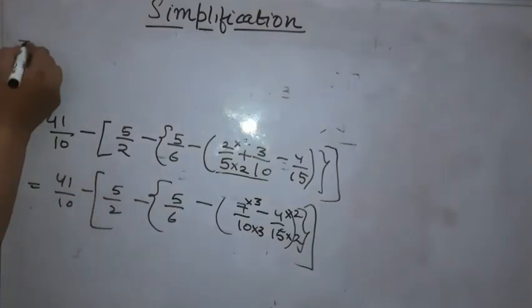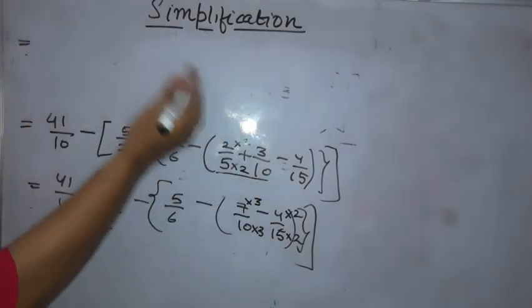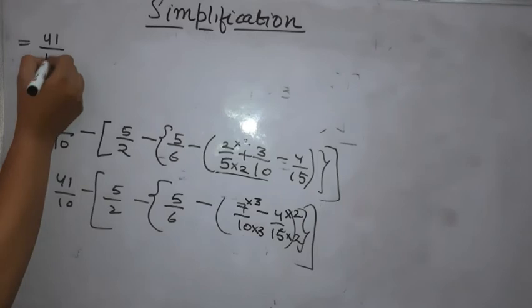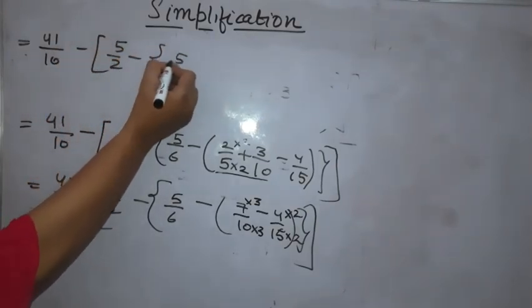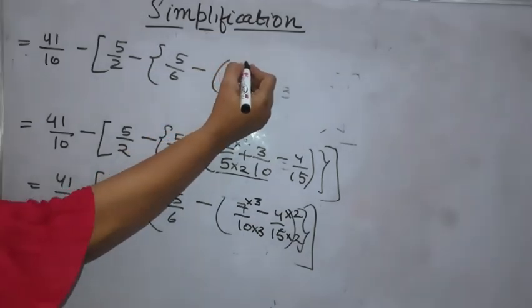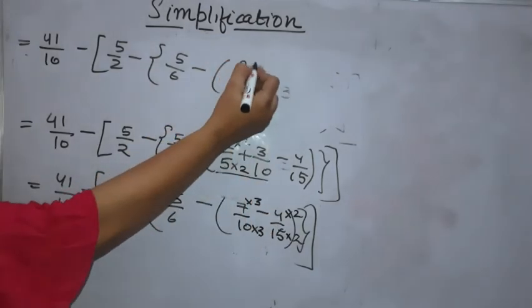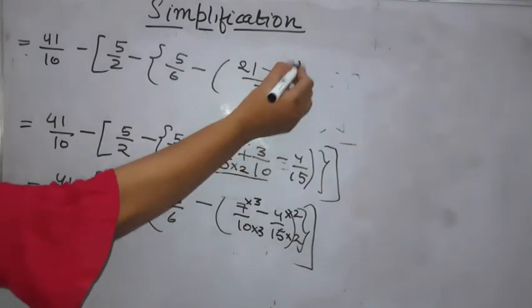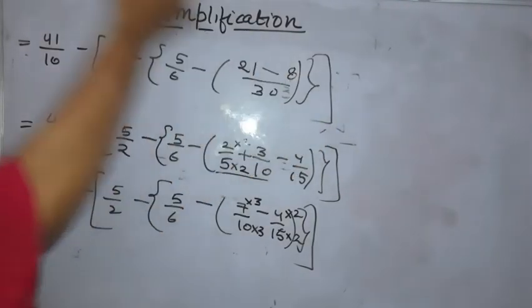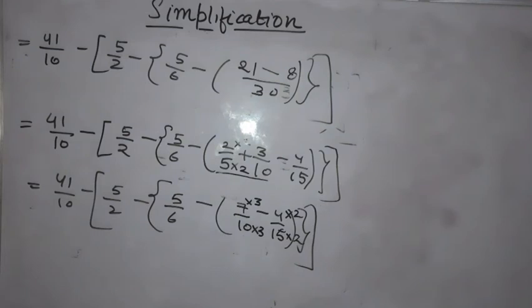So now I am solving the small bracket question. 41 by 10 minus 5 by 2 minus curly bracket 5 by 6 minus small bracket. Now 7 3s are 21, 4 2s are 8 and the LCM was 30. So now let me close the brackets. Now please students tell me what is 21 minus 8. It is 13. 21 minus 8 is 13.